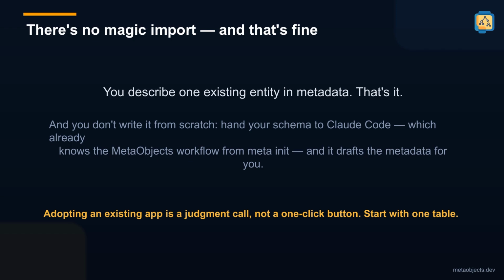You describe one existing entity in metadata. And you don't write it from scratch. Hand your schema to Claude Code, which already knows the workflow from meta init, and it drafts the metadata for you. Adopting an existing app is a judgment call, not a one-click button. So start with one table.